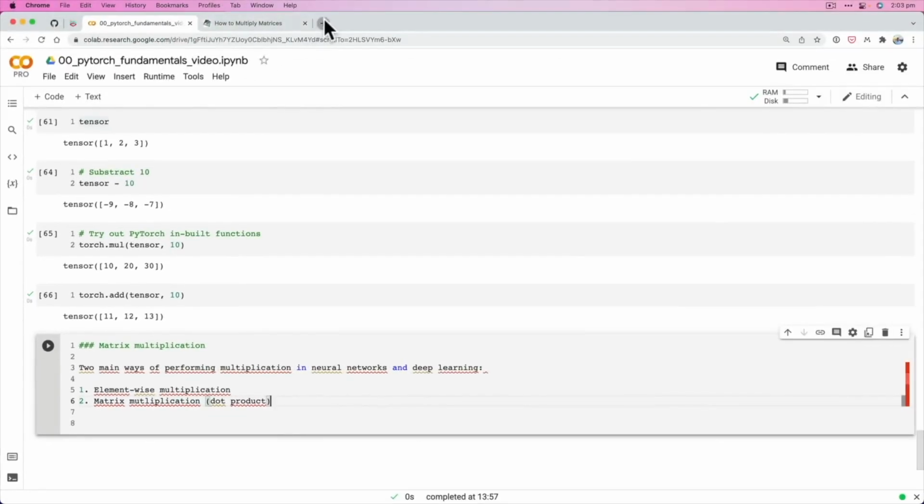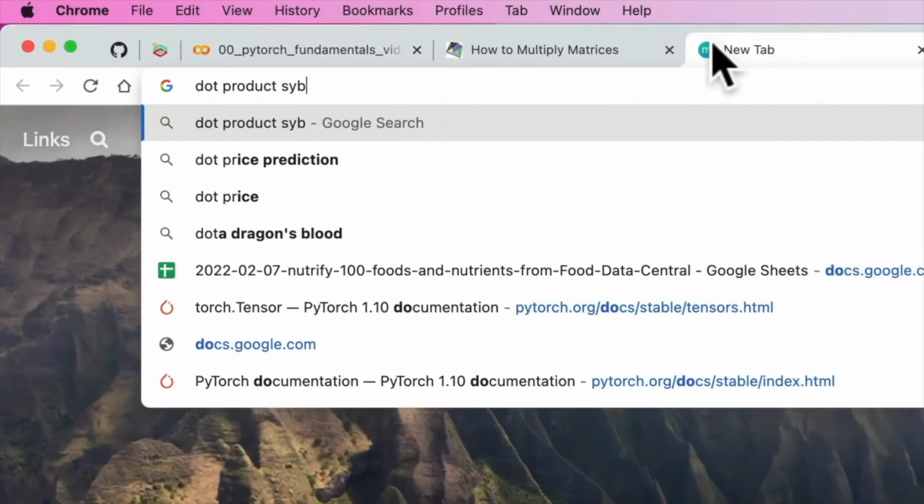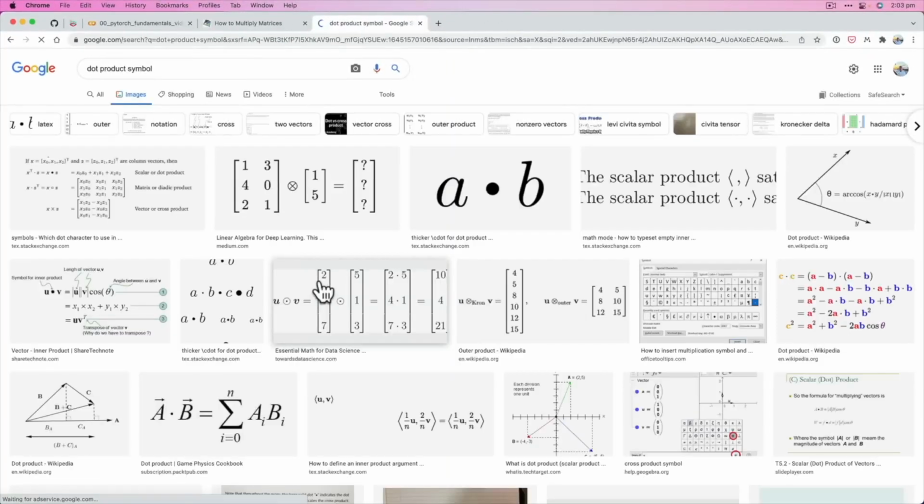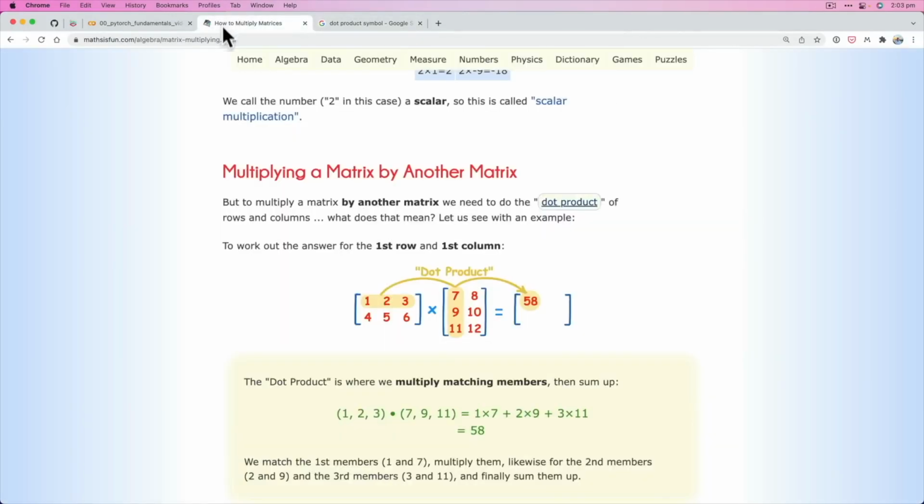And if we just look up the symbol for dot product, you'll find that it's just a dot. There we go, a heavy dot. A dot B. So this is vector A dot product B. A few different options there, but let's look at what it looks like in PyTorch code.